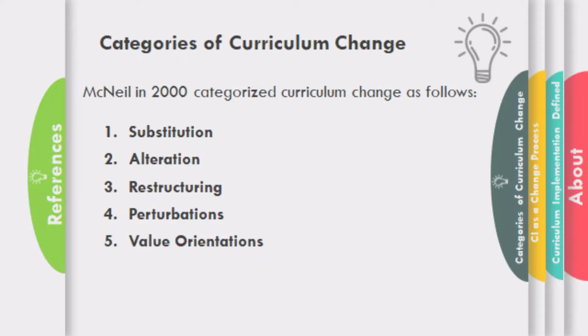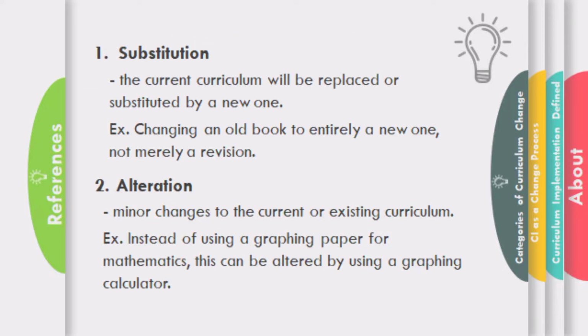So these are the categories of curriculum change by McNeil 2000. So the first one is substitution, number 2 is alteration. Number 3 is restructuring. Number 4, perturbations. Number 5 is value orientations. So I will be discussing about substitution and alteration.